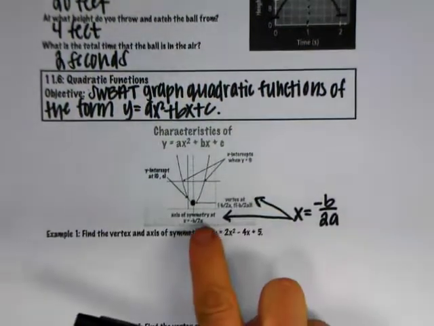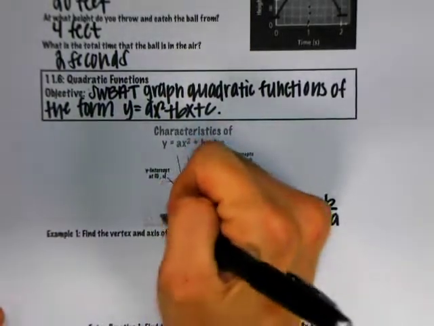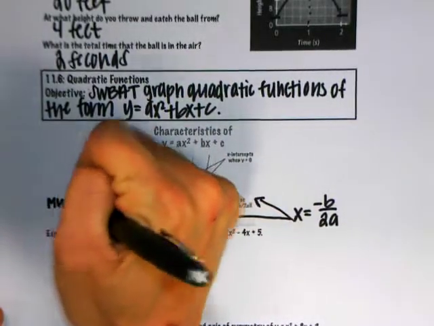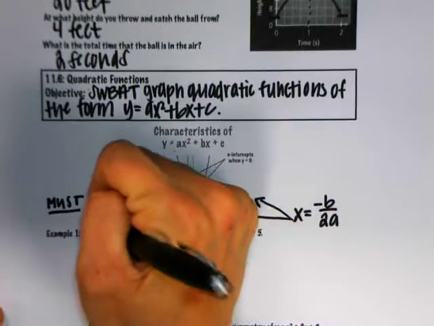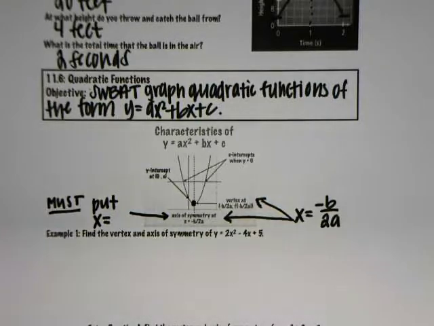And then, for the axis of symmetry, that's not just a value, it's the equation of a line. It's like y equals mx plus b, but for a vertical line, which is just x equals a number. So for axis of symmetry, you must put x equals. So you have to say x equals whatever, because it's supposed to be the equation of a line, not just a number. Okay?